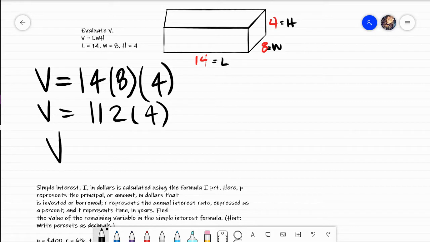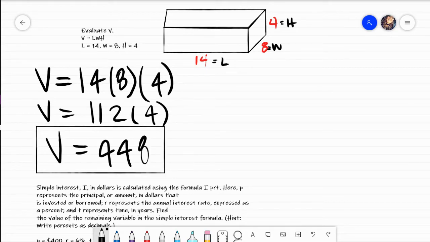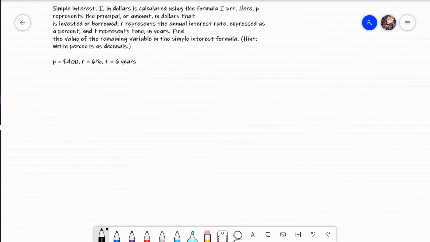448. So the volume of this, it's like a prism, really. It's like a 3D rectangle, is 448. Okay, so let's look at this problem right here.